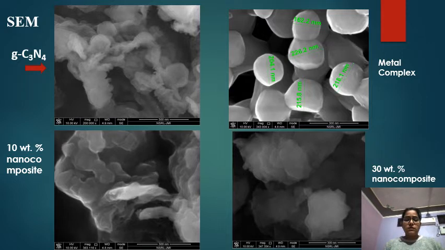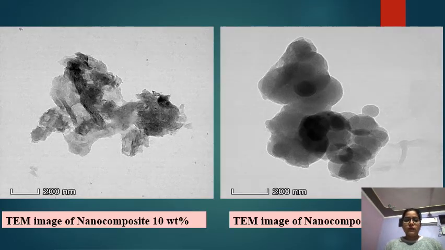The SEM images of graphitic carbon nitride and metal complex and their nanocomposites are shown in the images. This is for the graphitic carbon nitride metal complex 10 weight percent nanocomposite and the same image of the 30 weight percent nanocomposite. TEM images of both 10 weight percent and 30 weight percent nanocomposites are shown in this slide. Formation of heterojunctions can be seen in the TEM image.